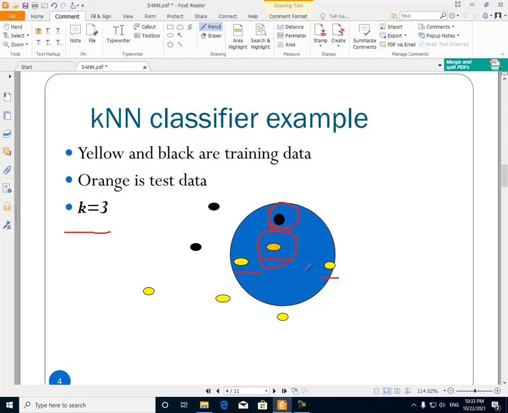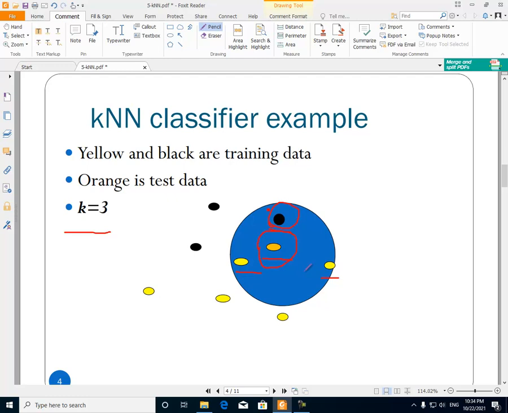Now we have to do the prediction. We see that in the nearest data to the test data, we have two yellow class and one black. So our prediction for the test data is the yellow class, because in the neighbors there are two yellows. That's how the KNN classifier is working.